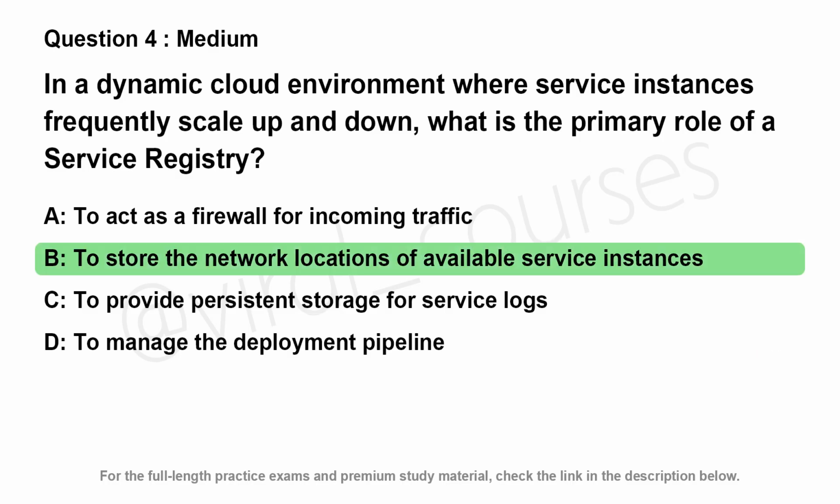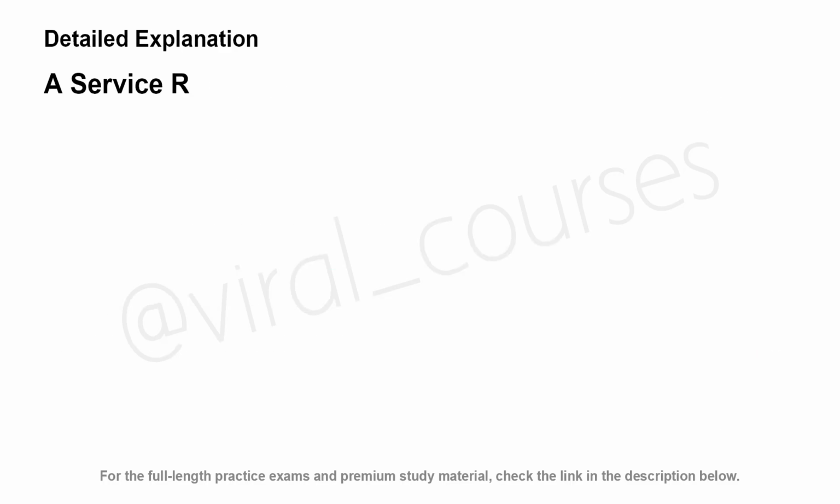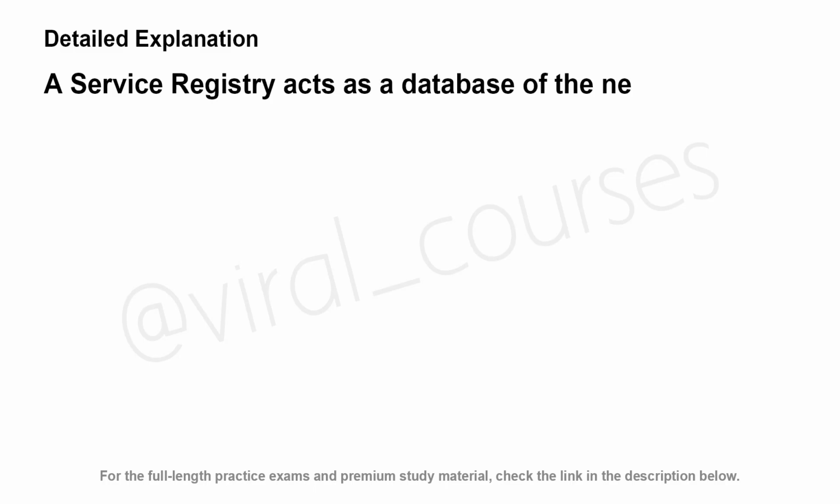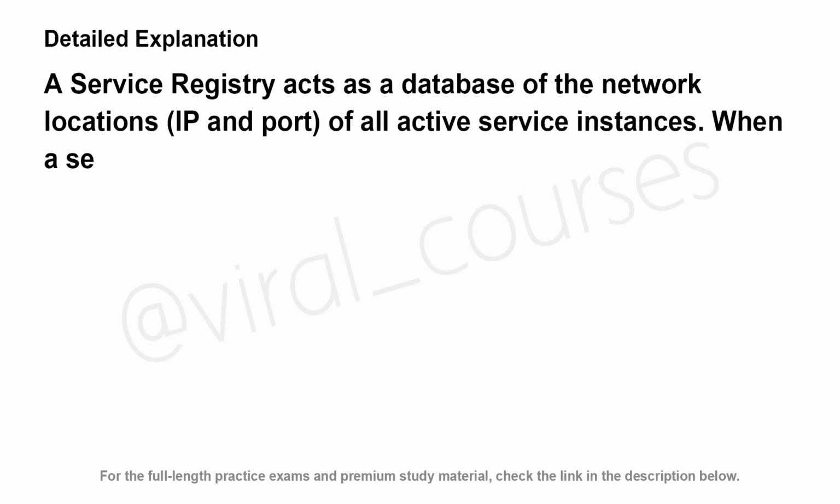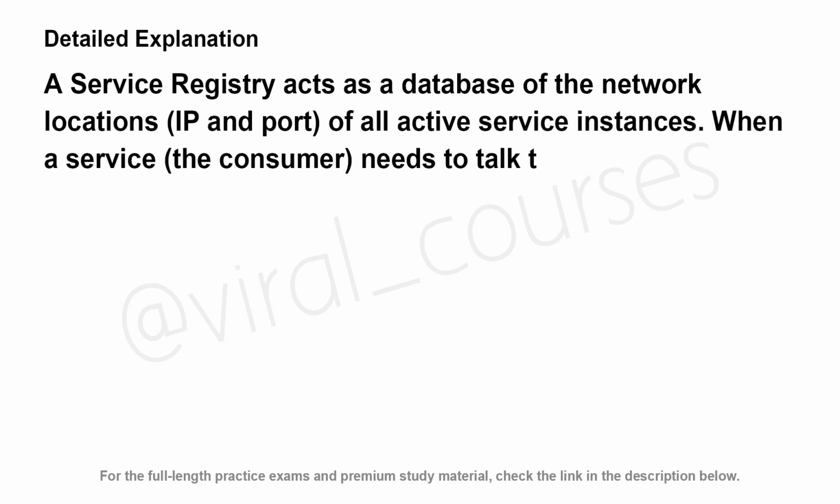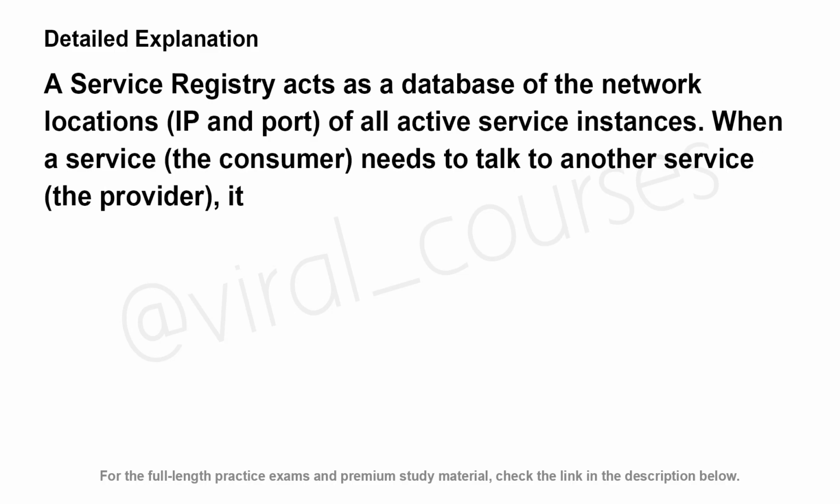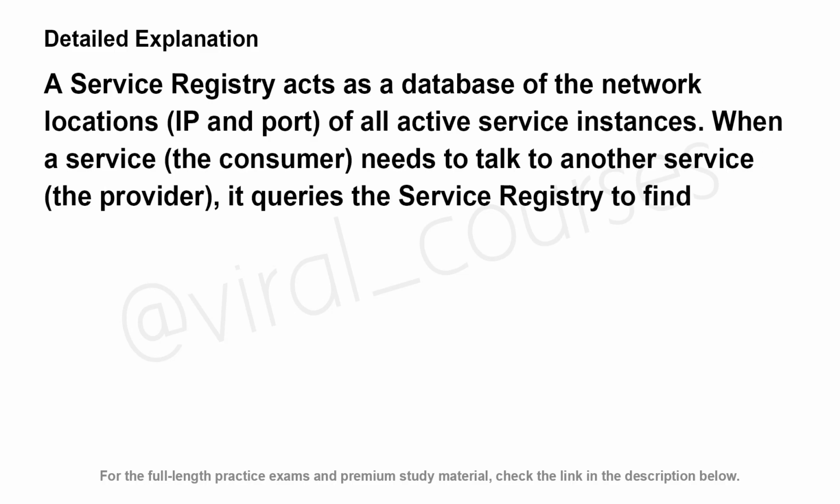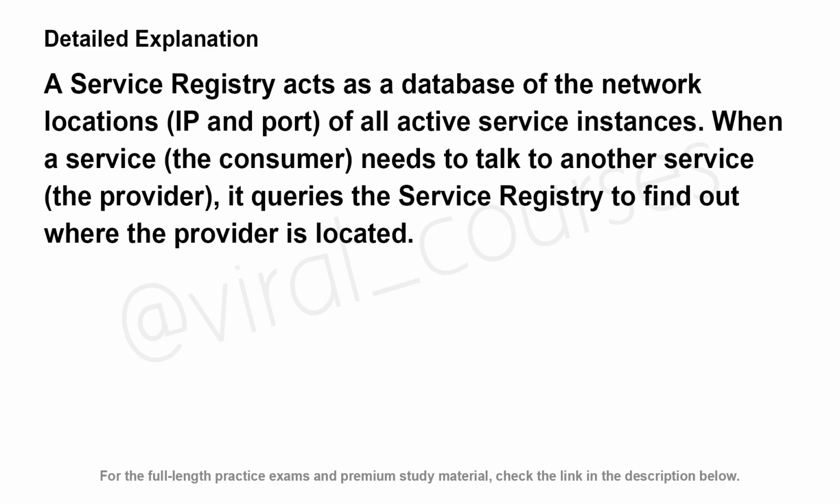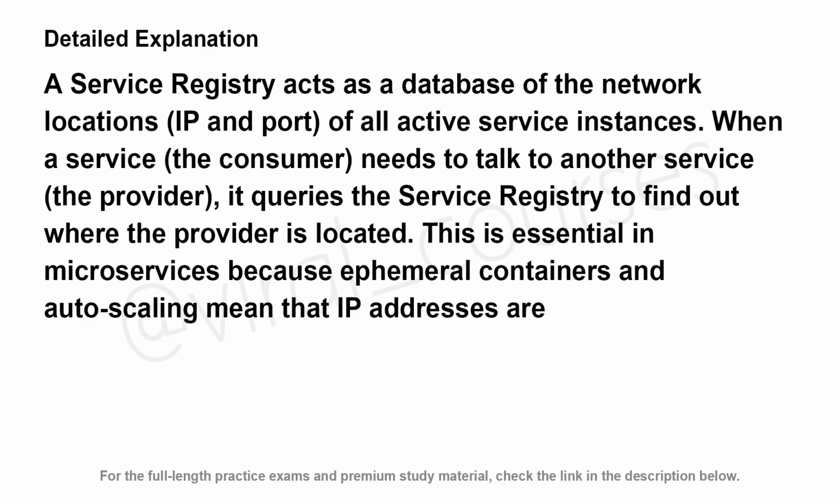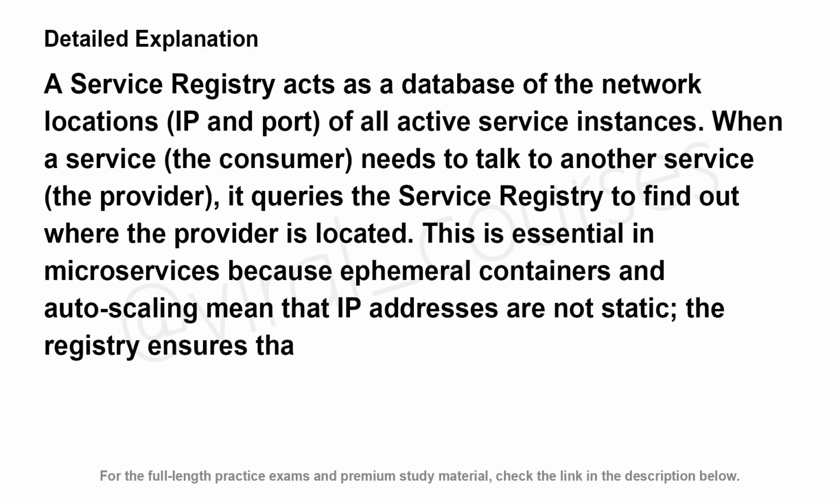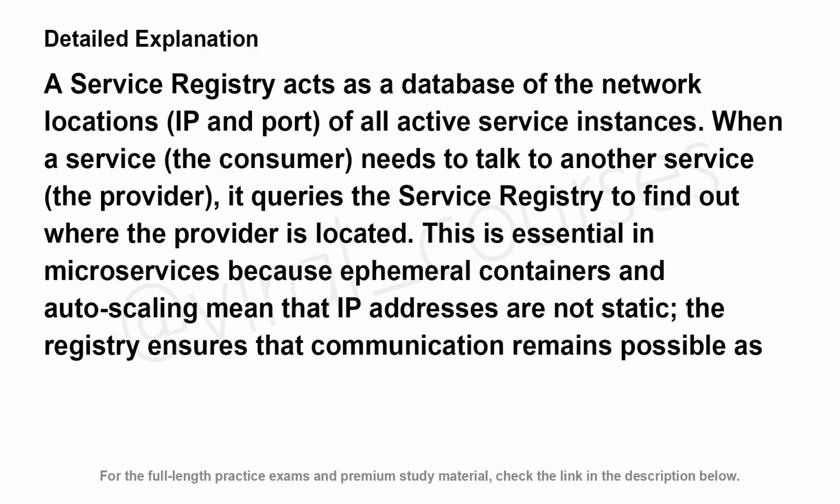The correct answer is B. A service registry acts as a database of the network locations, IP and port, of all active service instances. When a service, the consumer, needs to talk to another service, the provider, it queries the service registry to find out where the provider is located. This is essential in microservices because ephemeral containers and auto-scaling mean that IP addresses are not static. The registry ensures that communication remains possible as the infrastructure changes.